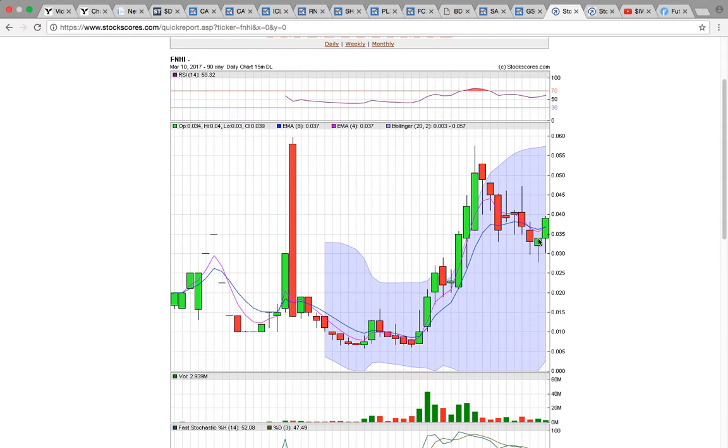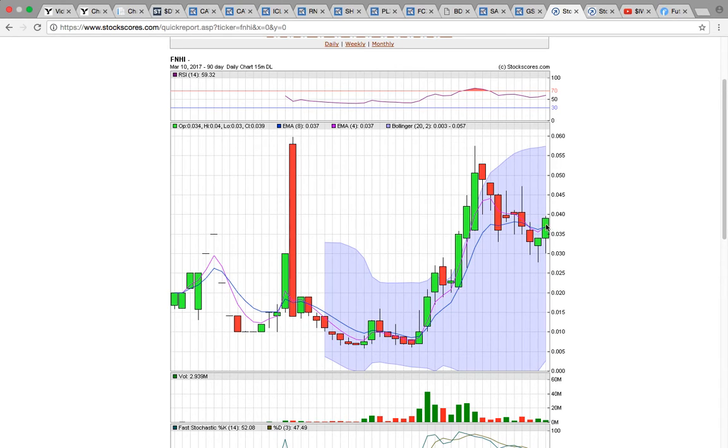Now that it's made this retrace, now we're talking about possible re-entry here with the break above EMAs 4 and 8. Okay, so notice that the pink line now is EMA 4 and EMA 8 is the blue line. Notice how they're pinched. If the pink line goes above the blue line and the candles stay above, that's going to signal the bounce play is in progress. As long as it closes above EMAs 4 and 8 and the share price stays above that level, FNHI will be in play. If it closes back below those levels, it'll no longer be in play.